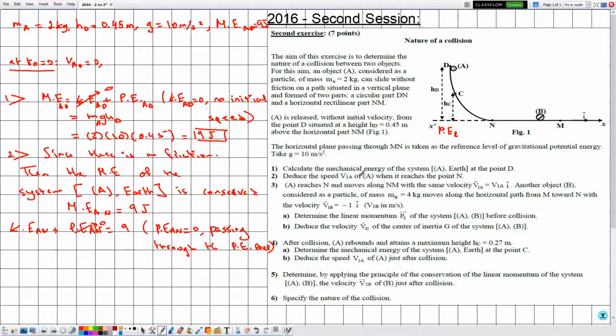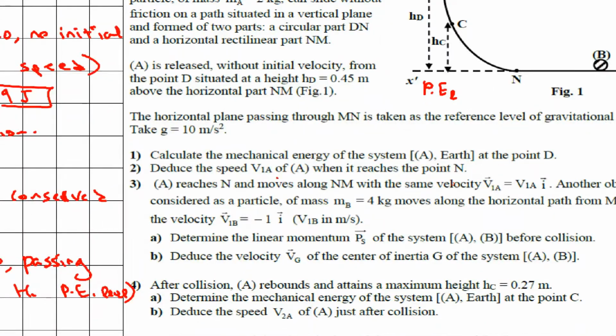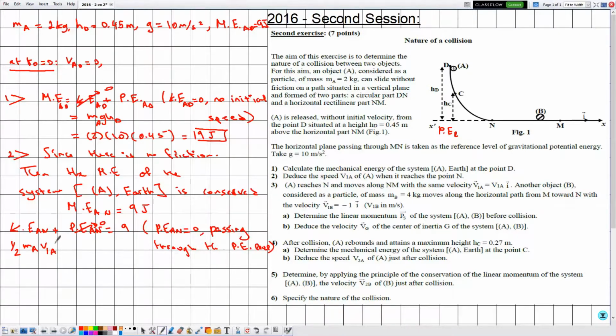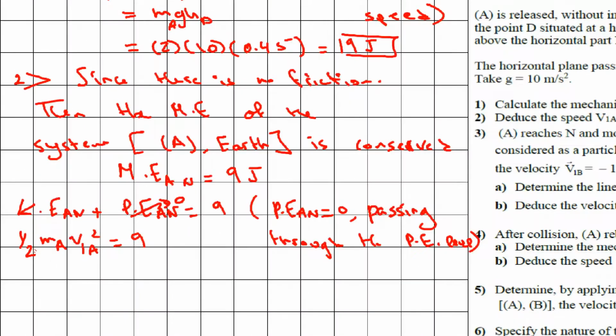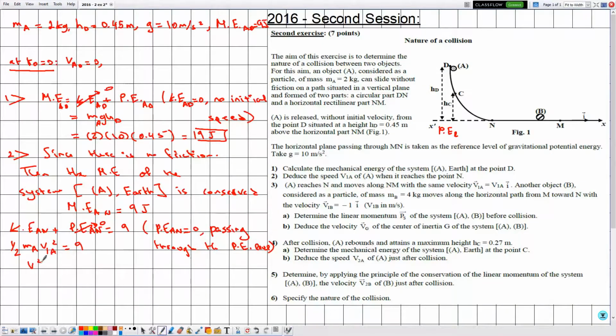Now the kinetic energy of A at the point M is given by a quadratic in speed, which is half m_A v1A squared, which is equal to 9, and we are interested in determining this. So v1A squared is equal to 9 multiplied by 2 divided by the mass of A, which is equal to 9 multiplied by 2 divided by 2, which is equal to 9. So here, this is the value of v squared. Now we are interested in determining v1A. So in this case, v1A is given by the square root of 9, which is equal to 3.